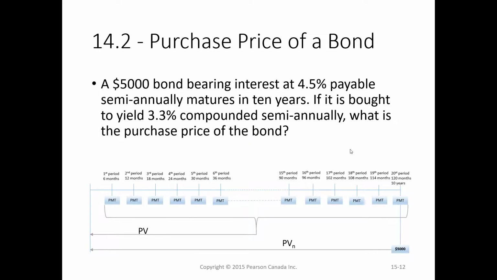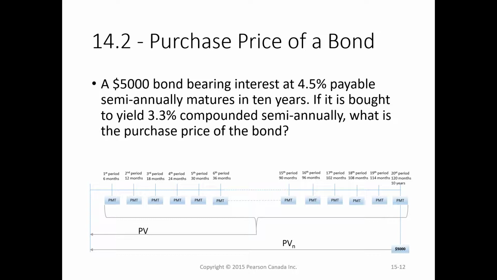Okay. So we have a picture here, and we'll do a little bit of an example. So we have a $5,000 bond bearing interest at 4.5%, payable semi-annually. Okay, so that word payable is so important to us, and it is essentially telling us that I am going to use that 4.5% rate to calculate the coupon payment. Okay, so payable semi-annually, matures in 10 years. So now I know when the bond ends. I know the face value.